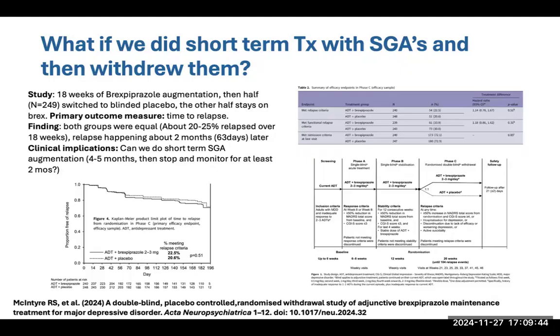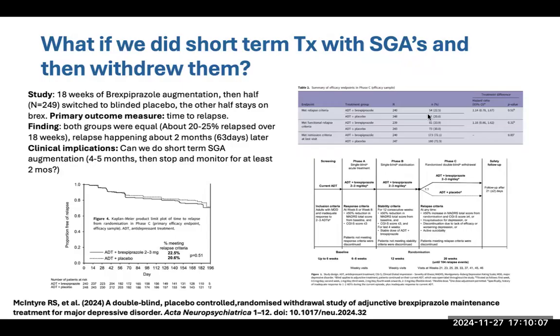Could we get somebody well so they're on an SSRI and we add something like brexpiprazole and we just do that for a few months. We get them well and then we pull them off. What happens then? Do they relapse into depression, or do they stay well? So this study really kind of looked at that.